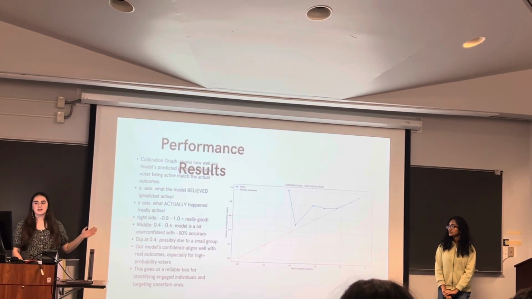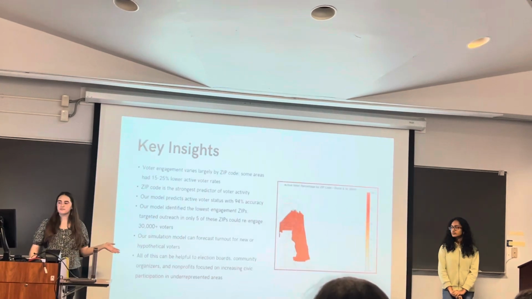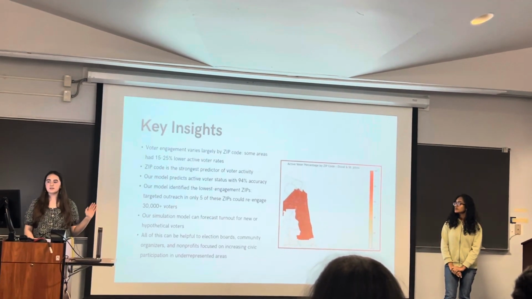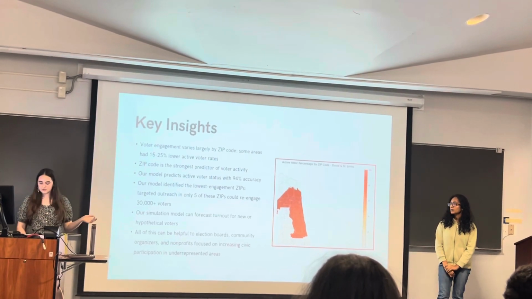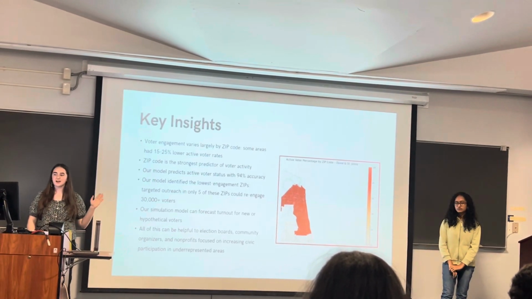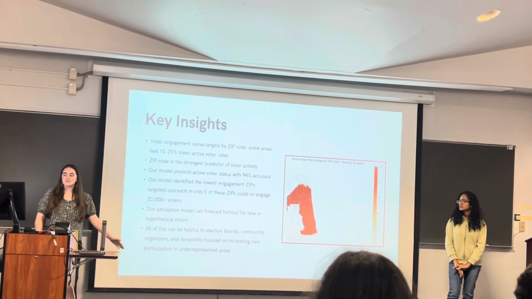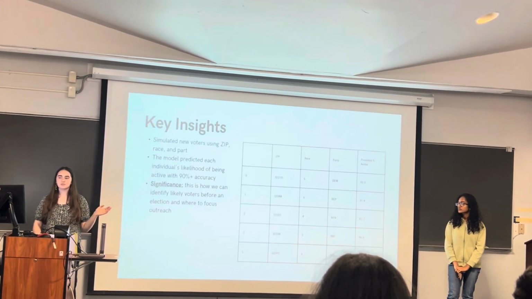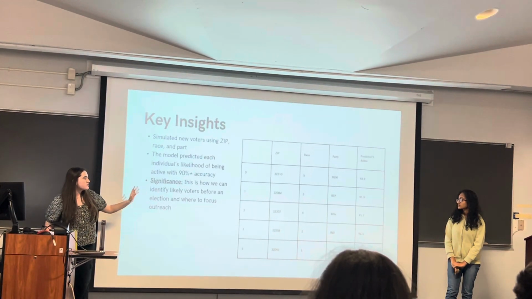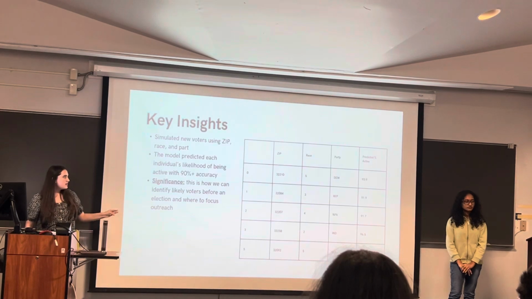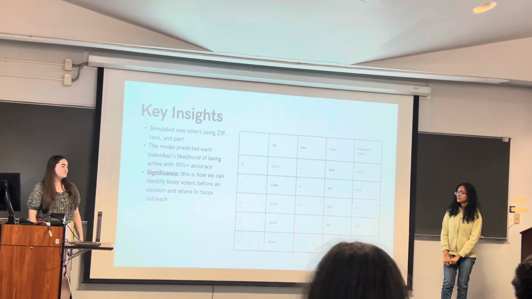And then we also did a calibration graph that showed the exact same thing, better for active voters, less accurate for inactive voters. Our key insight is that voter engagement varies largely by zip code. Some areas have up to 25% lower active voter rates. Another useful thing is our simulation model, where we forecasted results for new voters. I came up with 5 random tests of new voters based on random zip codes, race, and parties, and then they predicted the average percent likelihood that they would vote or not.